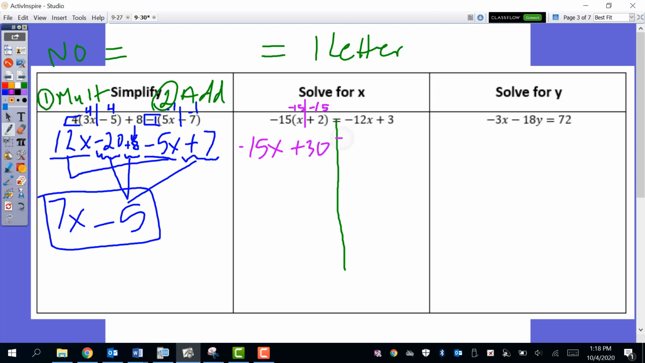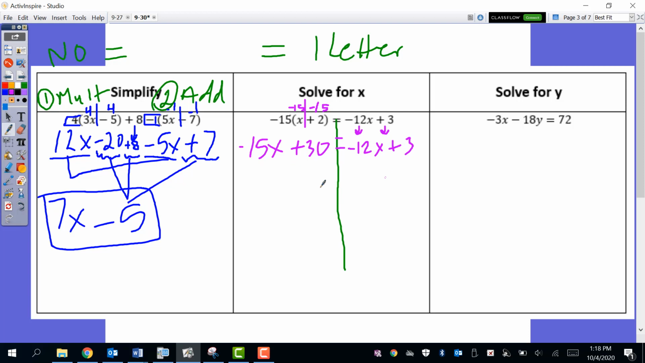And you would be typing all of this into Desmos. The other side, what happens? Well, those are just dropping down because they were not part of the distributing. So I got negative 12x and positive 3. That's a negative sign right there.